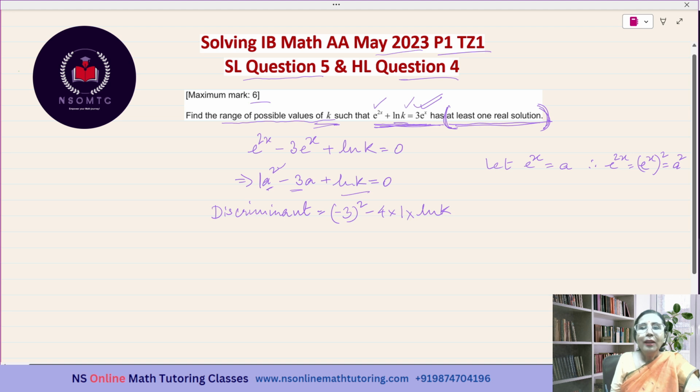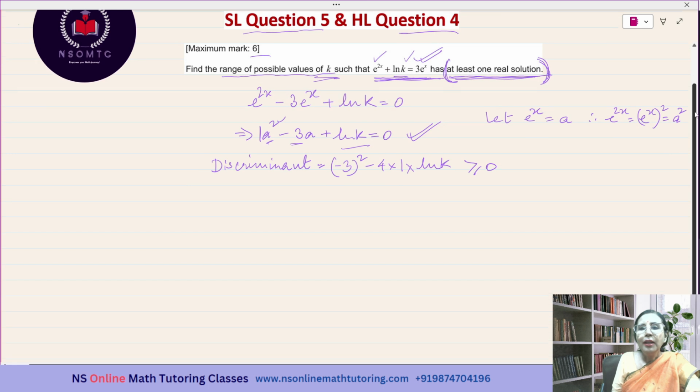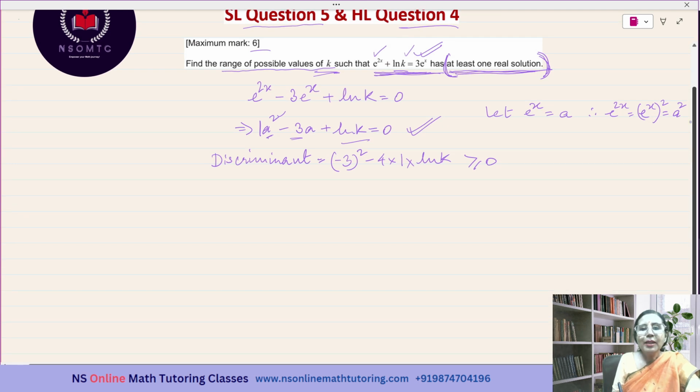Should it be equal to 0, greater than 0, or less than 0? It should have at least one real solution. That means it can have one real solution, or it can have two real solutions. So the discriminant should be greater than or equal to 0, and we have to solve this inequality. Minus 3 whole square is 9, minus 4 ln of k is greater than or equal to 0.